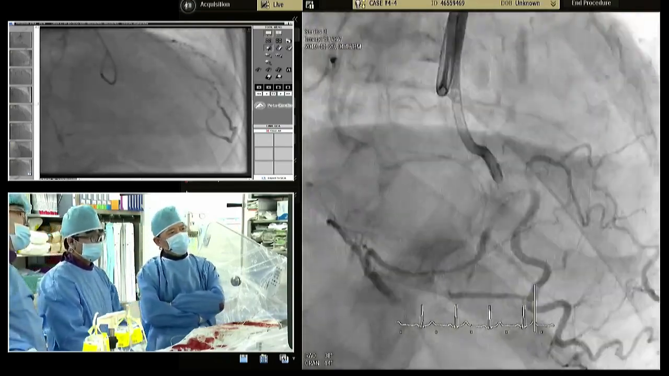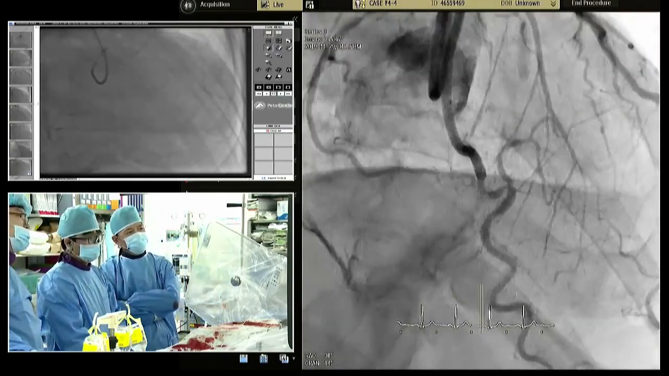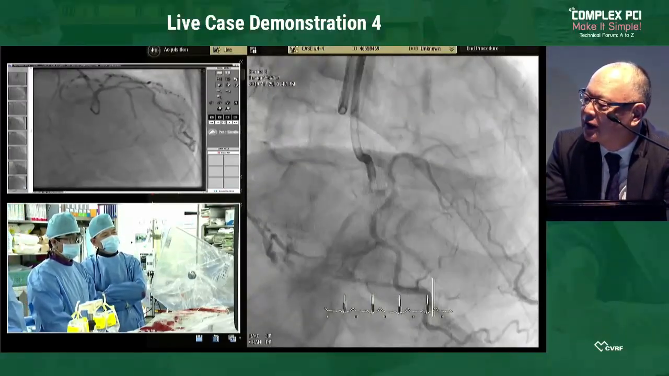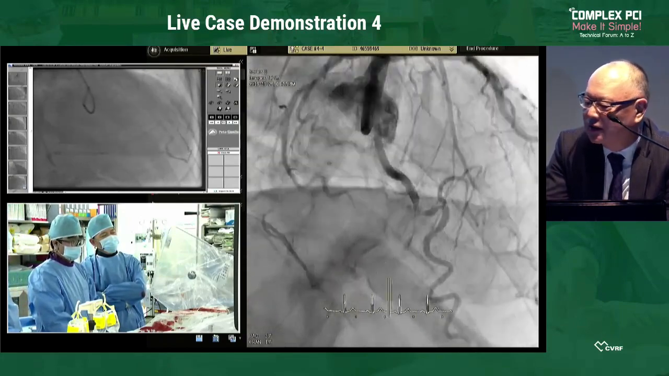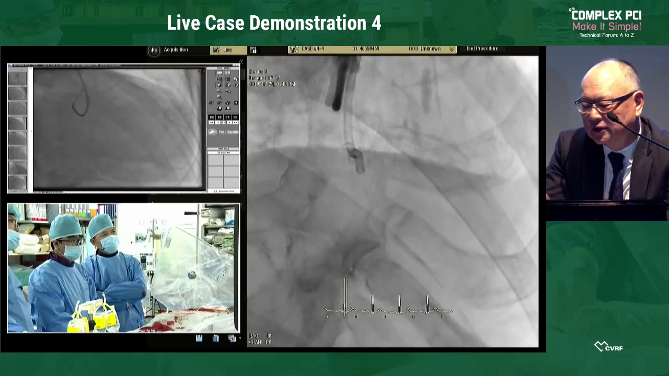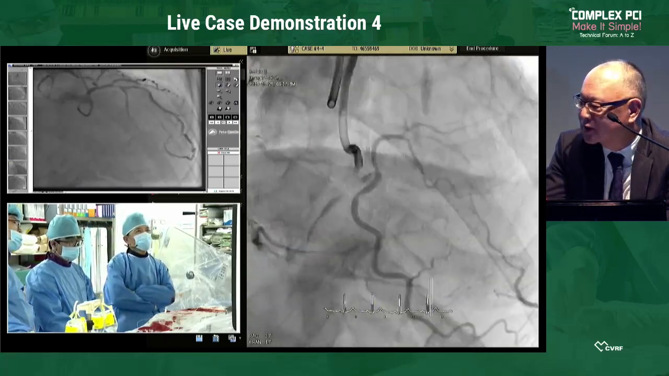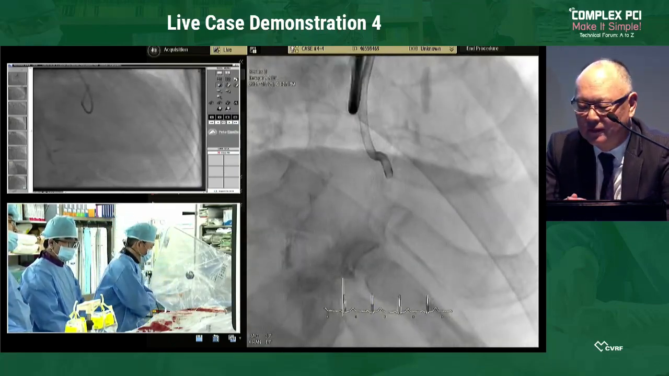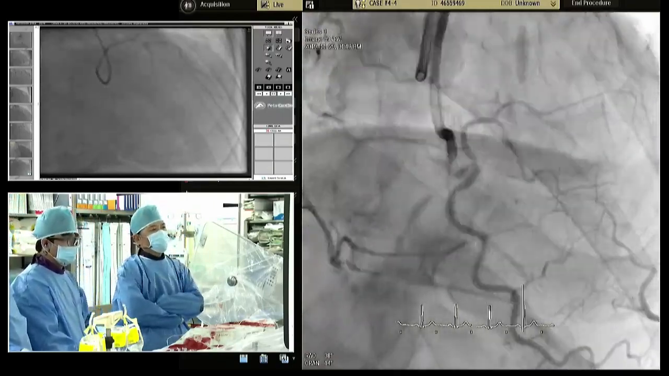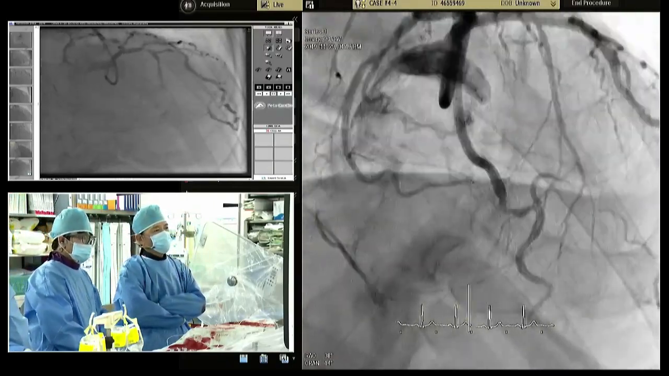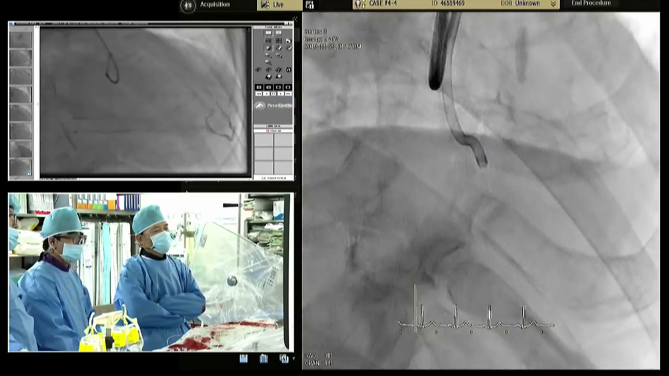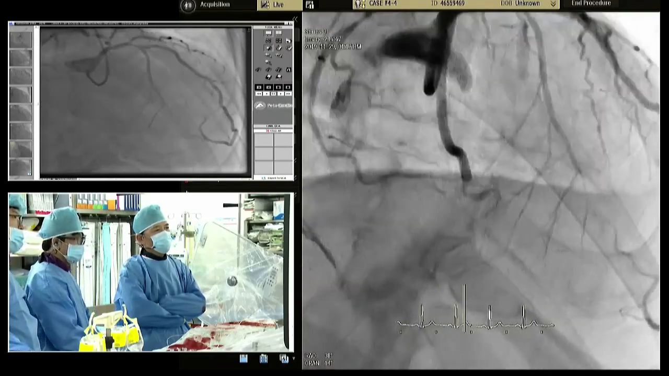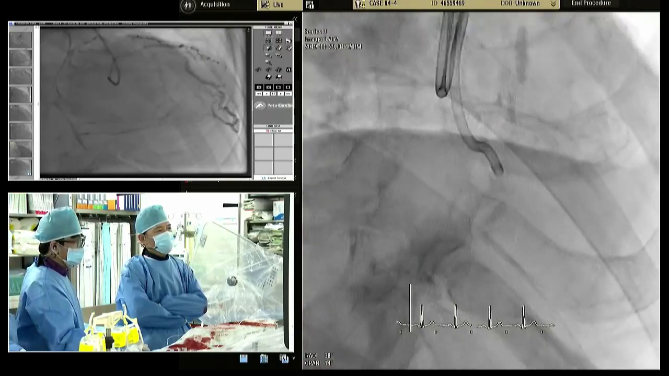So it depends on whether there is a stump or not. If there is no stump, one method is to check the ostium by IVUS. And if there is a stump or some micro channel, go straight to the antegrade approach. That's my opinion. So I presume Dr. Muramatsu can try an antegrade approach and see whether that micro channel is real or not. Yeah, I agree.